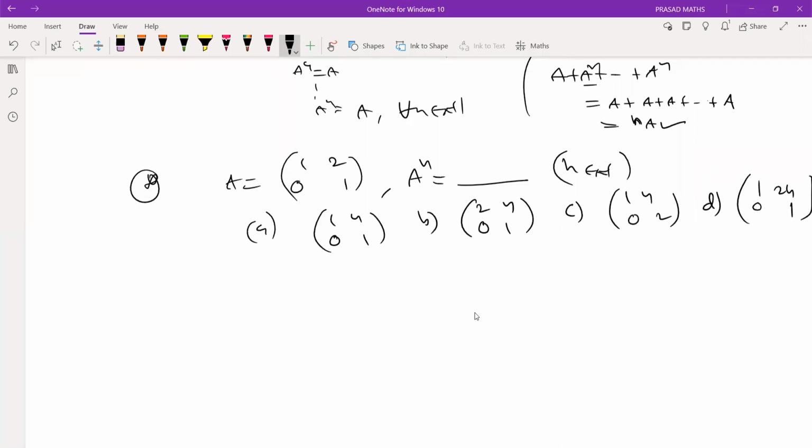What is the option? Fourth, D, sir. D, right? Good. Your option is D, because in order to compute all these things, there are two tricks actually.